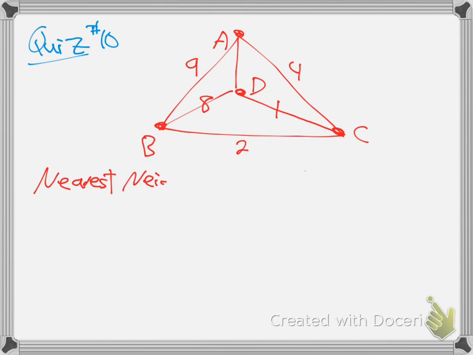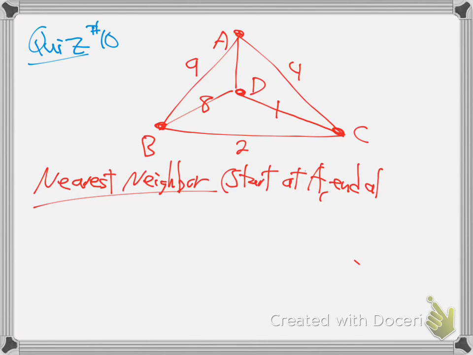Okay, so nearest neighbor. Okay, so they want us to start at A, and of course end at A because we're making a loop. We're going back home. So if you start at A, who's your nearest neighbor? Who's the closest? Who's the lowest?